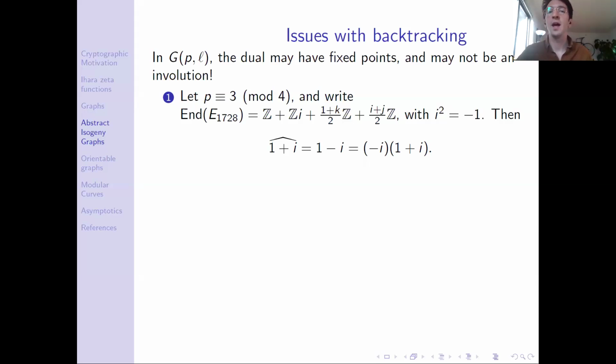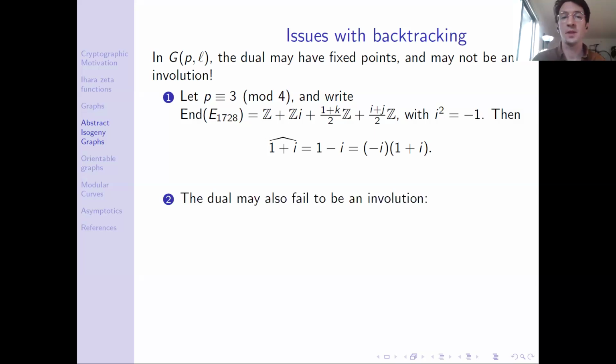and we see that the dual is the same as the original post-composed with minus I. And so because in the usual isogeny graph GPL, we identify isogenies with kernels, and therefore we identify isogenies up to post-composition by an automorphism. This is telling us that in the two isogeny graph, the endomorphism 1 plus I is represented by a loop, which is equal to its own dual, right? So if we just took the dual map to be our J function, it might not be fixed point free. And then it can also fail to be an involution.